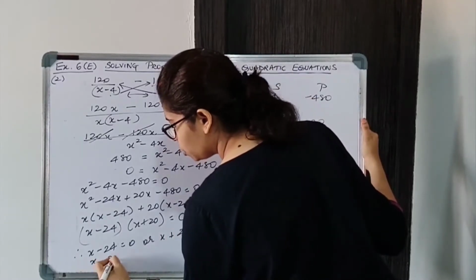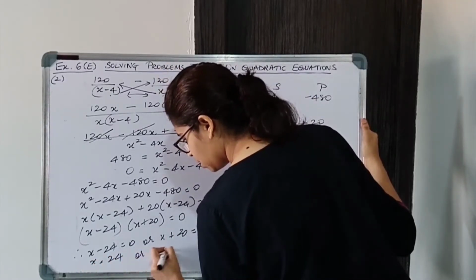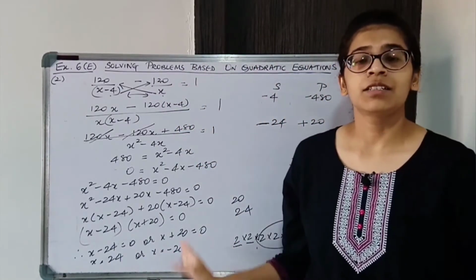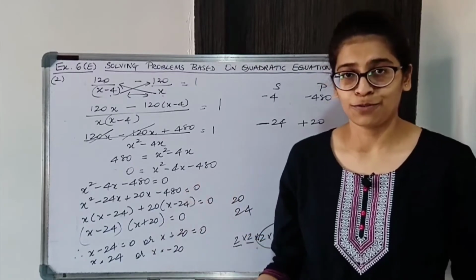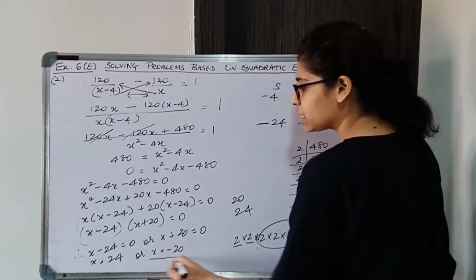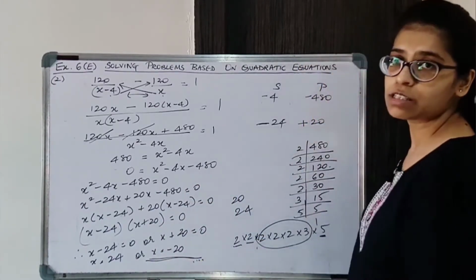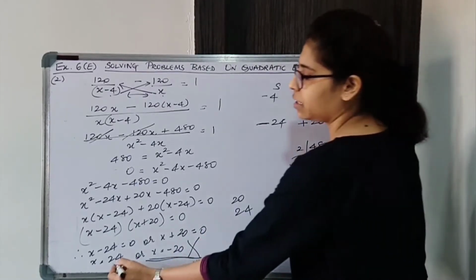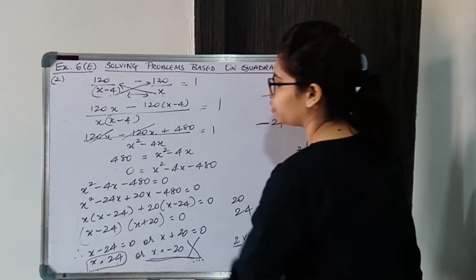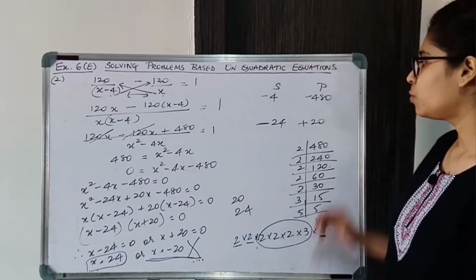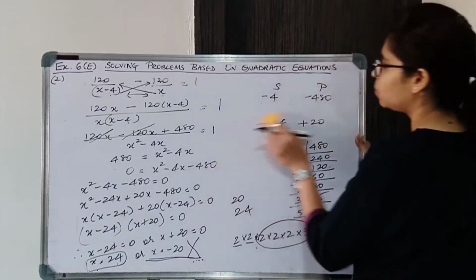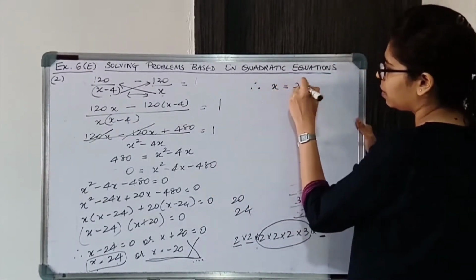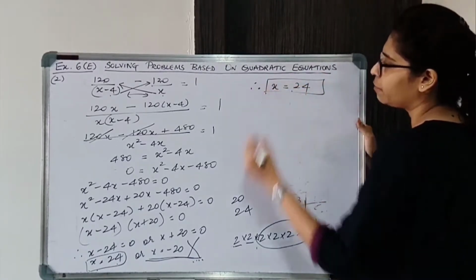So x is equal to 24 or x is equal to minus 20. Now x is the number of articles. Can it be negative? No. So you will write down x is not equal to minus 20 because the number of articles cannot be negative. Therefore x is equal to 24. Alright. So we will write down, therefore x is equal to 24.